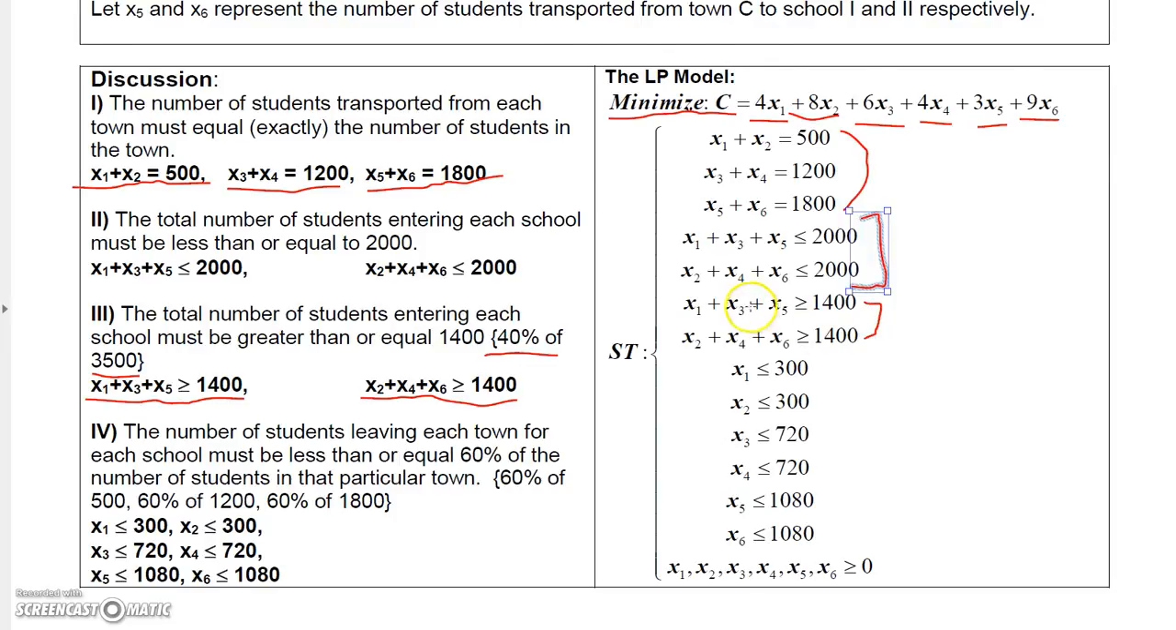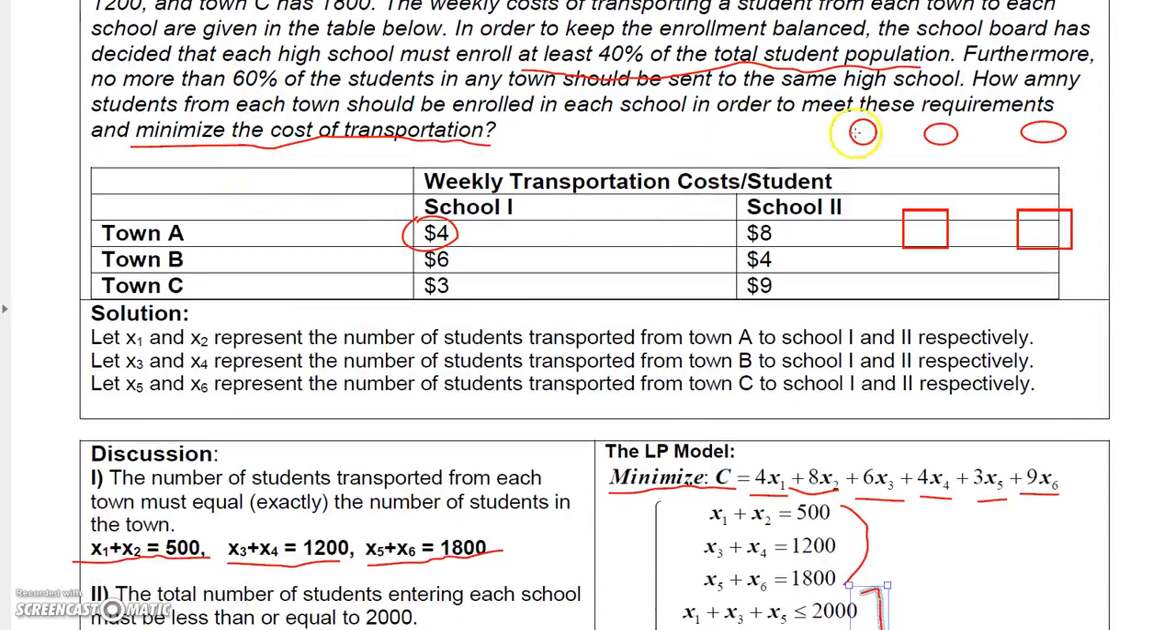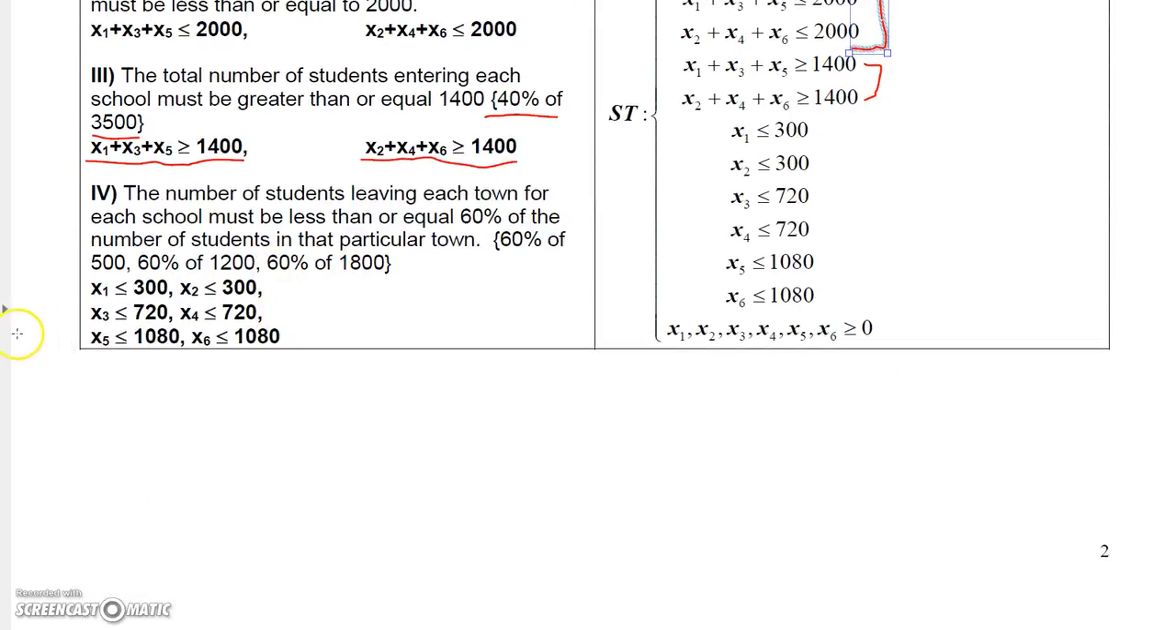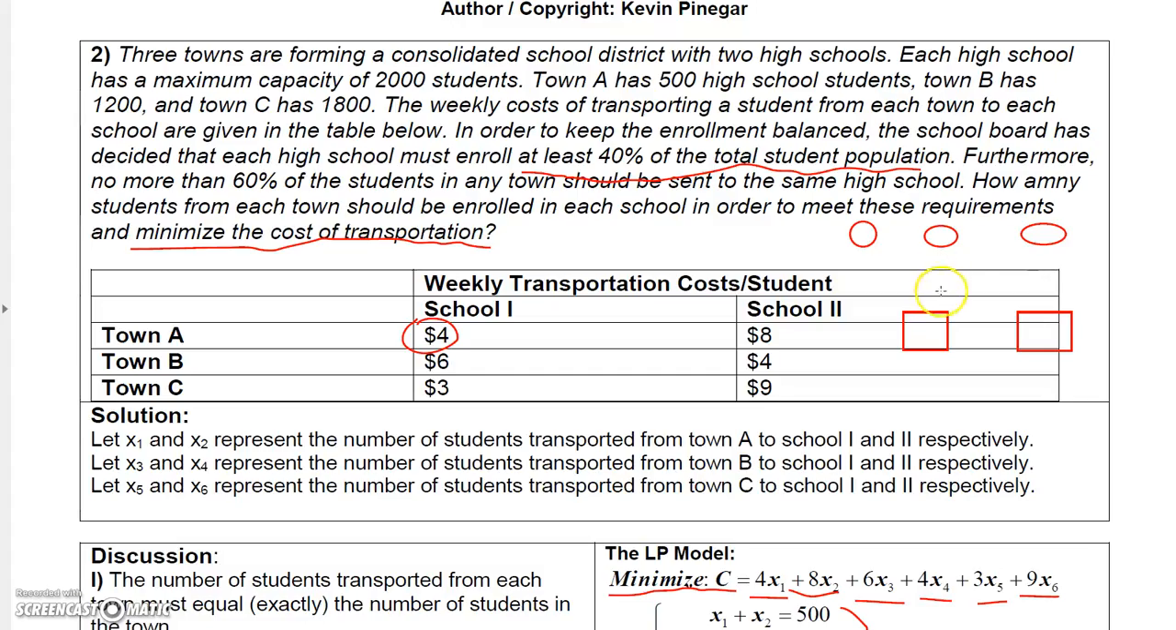And then the last thing it says here is no more than 60% of the students in any town can go to the same high school. Well, there's 500 students here, right? And 60% of 500 is 300. So that means no more than 300 can go from town A to school 1, and no more than 300 can go from town A to school 2. So in other words, x1 must be less than or equal to 300, and x2 must be less than or equal to 300. Well, town B has 1,200 students. Well, 60% of 1,200 is 720.